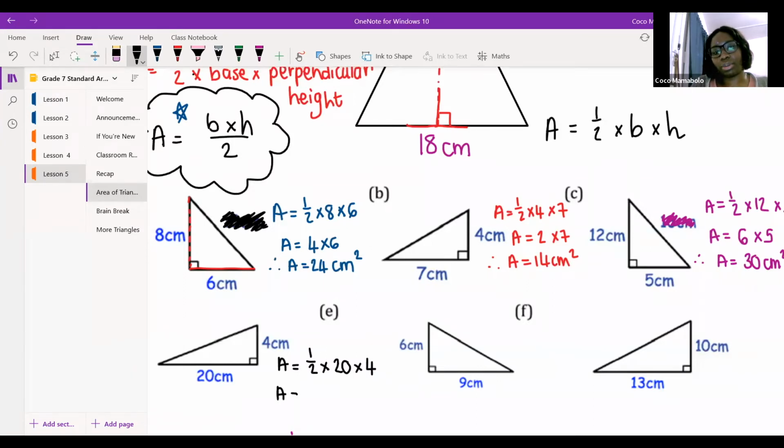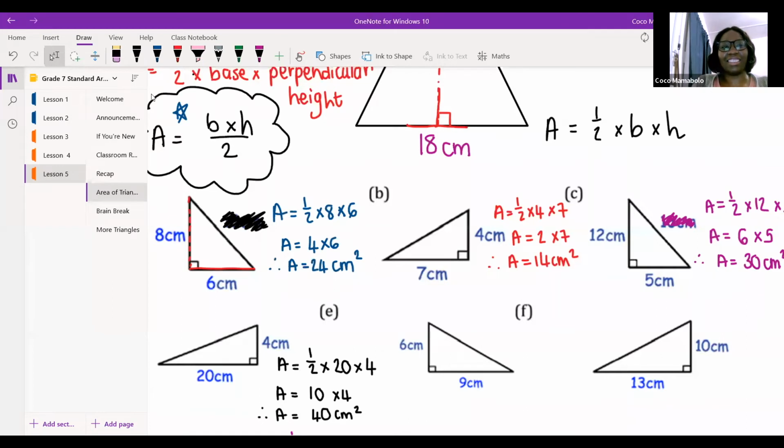So A is equal to, what's half of 20? Half of 20 is 10. 10 multiplied by 4 centimeters. Therefore, A equals 40 centimeters squared. Well done. Amazing. All right, let's do the next one.